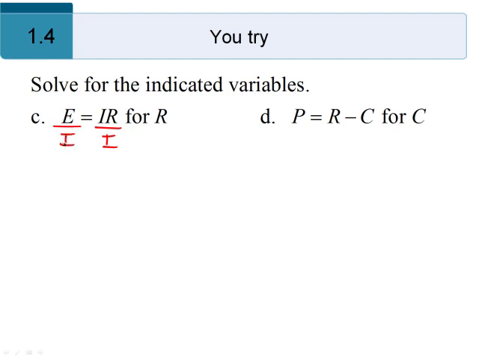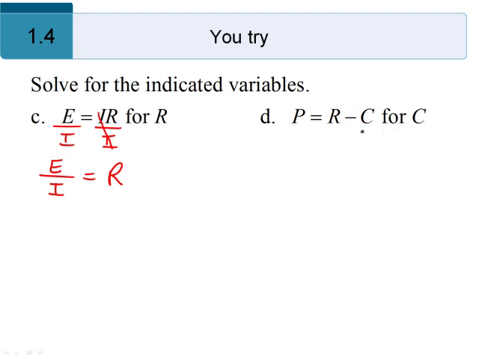Those I's look horrible, sorry. Okay, so I have E over I equals, and the I's cancel, and I just have R. So it was just a one-step problem. You just had to divide. All right? Now look at letter D. Here we need to solve for C. P equals R minus C.